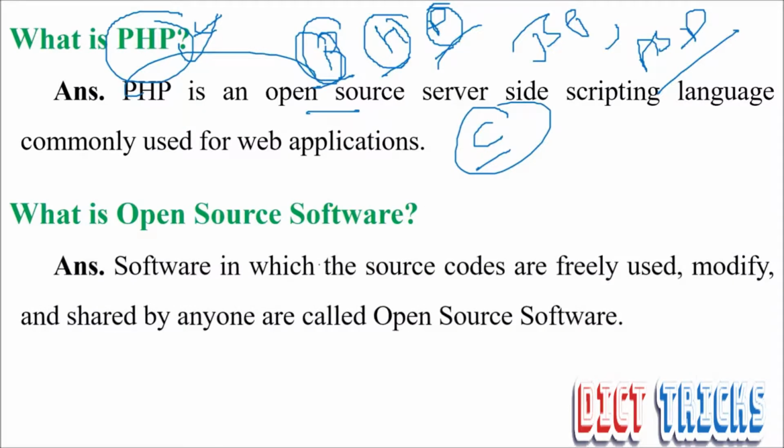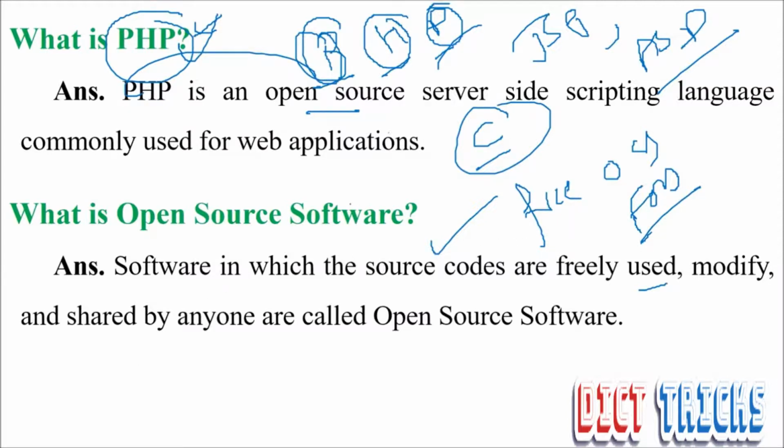What is open source software? Software whose source code can be freely used, modified, and shared by anyone is called open source software. So there is a difference between free and open source, that is, we call it FOSS, and open source software alone.